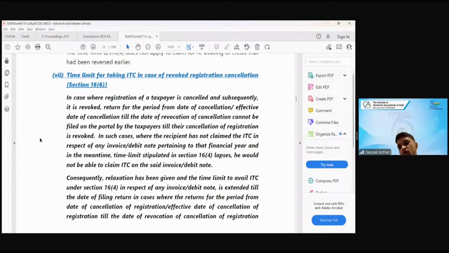So we're talking about cancellation. If the officer has to go for cancellation, then the registered person's business will come to a halt. He cannot carry on the business. Correct?